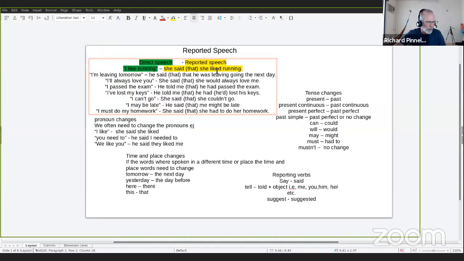So you can see that we need to make some changes when we report what somebody says. Hi, Maria. We got Maria in the class. Maria, remember, you can join the class if you wish.